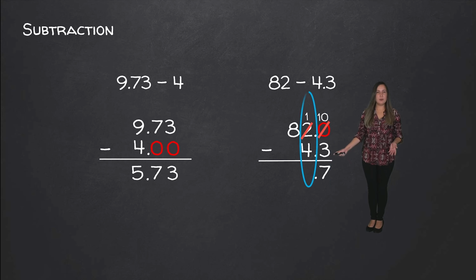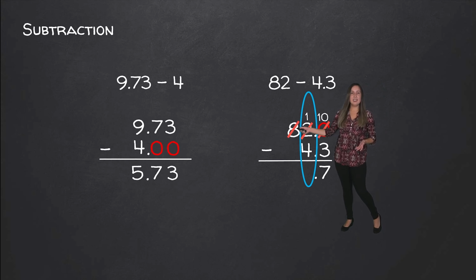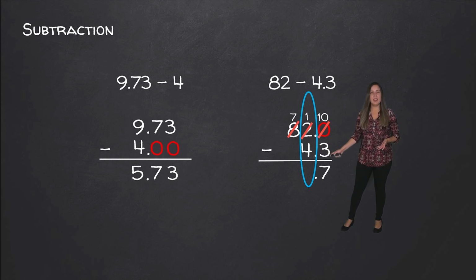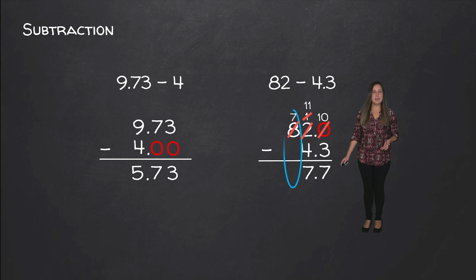Then bring down our decimal point, and we're going to subtract 1 minus 4. Now, we can't take 4 away from 1, so we're going to have to borrow again. This time we're going to borrow from the 8. The 8 will then become a 7, and so that 1 here will then become an 11. So 11 minus 4 is equal to 7. And then finally, 7 minus nothing is equal to 7. So 82 minus 4 and 3 tenths is equivalent to 77 and 7 tenths. And that's it for subtracting with decimals.